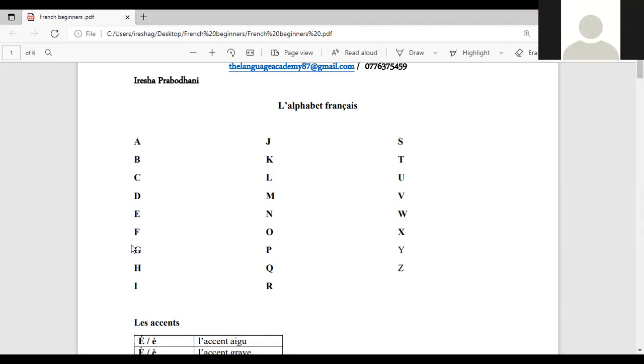Who will be next? Yes, go ahead. Yes, read. A, B, C, D, E, F, G, H, I, J, K, L, M, N, O, P, Q, R, S, T, U, V, W, X, Y, Z. Very good. And Shashikala?